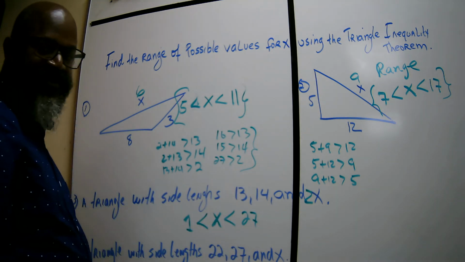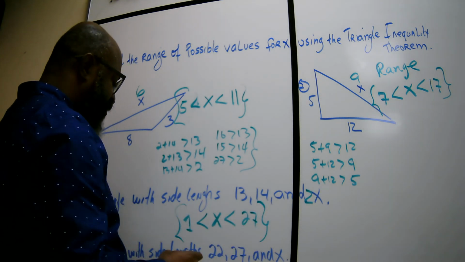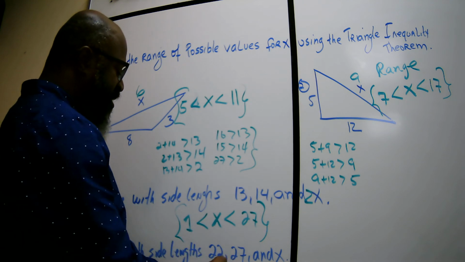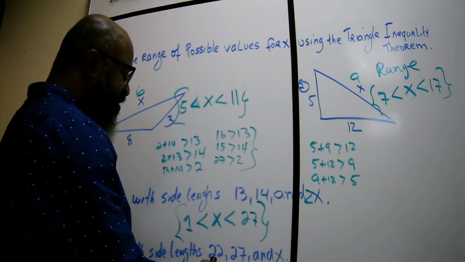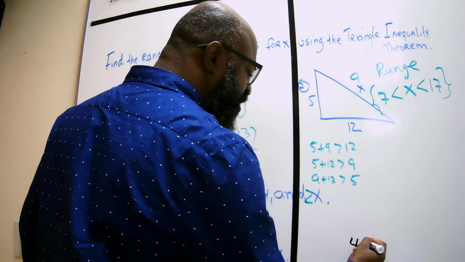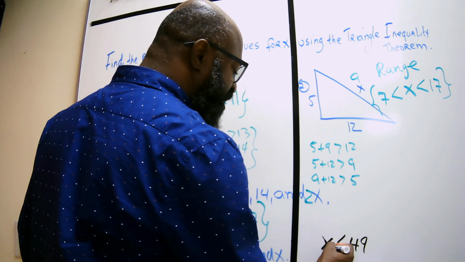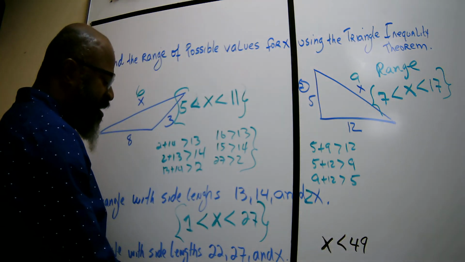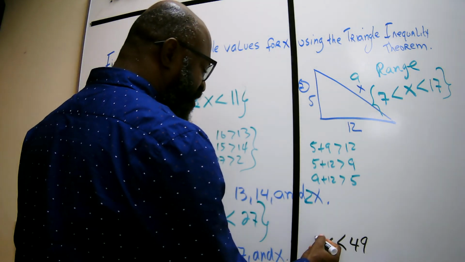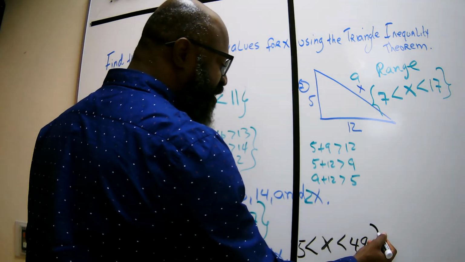So the same thing you do here to find the range. You want to know what possible value of x. Then you take 22 plus 27. That will give you 49. Then 49 is the upper tail. 49 has to be greater than x. Then to find the lower tail, you'll have to subtract 22 from 27. Then x has to be greater than 5. Then that will be your range.